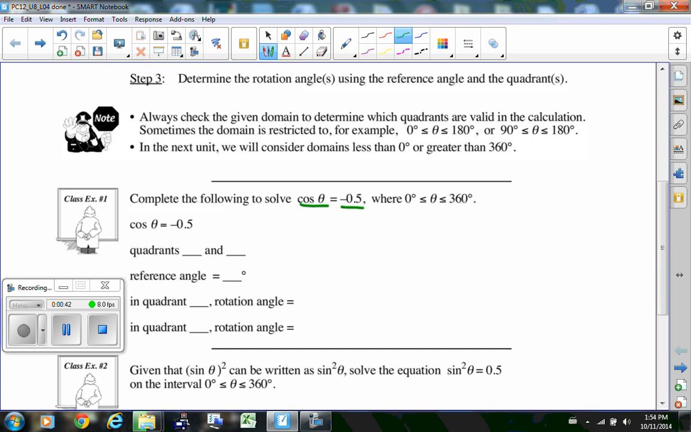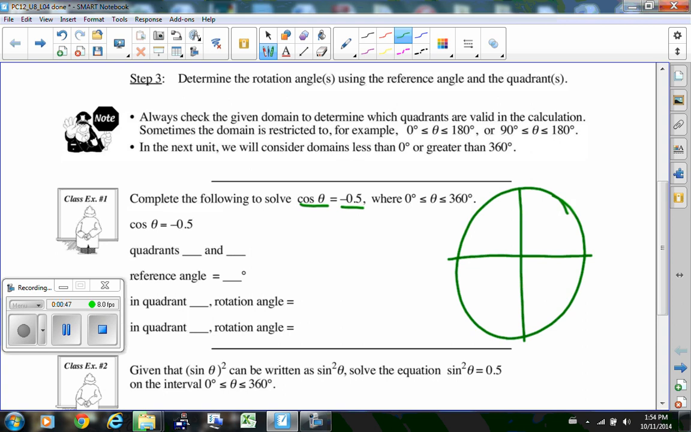Well, the first thing we want to do is do a quick sketch of where this is on our unit circle. And we have our sine, cosine, tangent. So my cos is my x, and my cos is negative, so it'll be somewhere here-ish. That would be about 0.5. So this is going to be the coordinate that is negative 0.5, comma, something. Right? Now, negative 0.5 is one of my exact values, so it's going to be in quadrants 2 and 3.